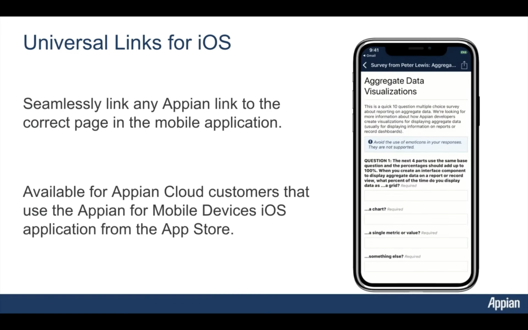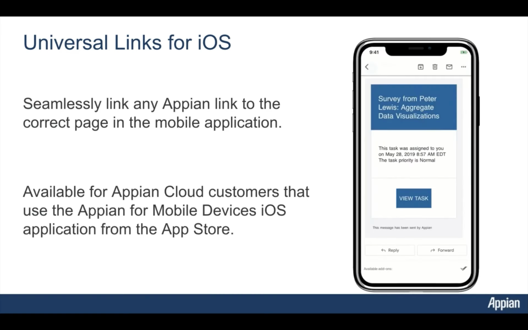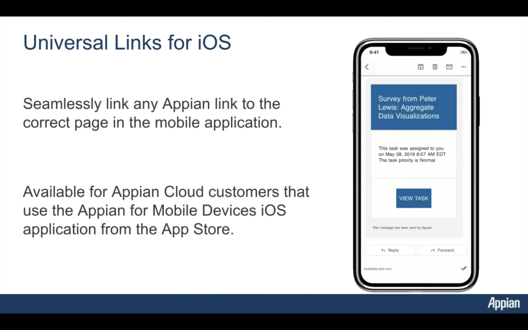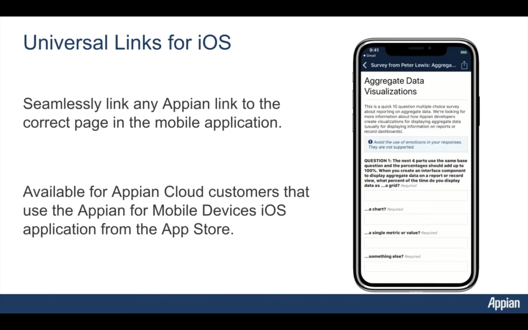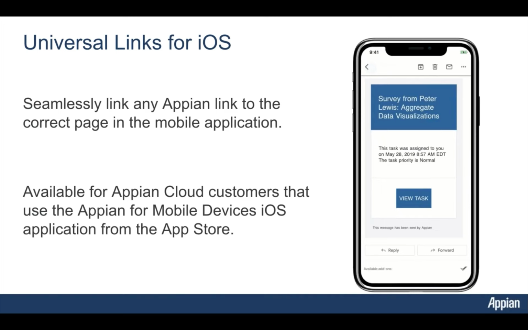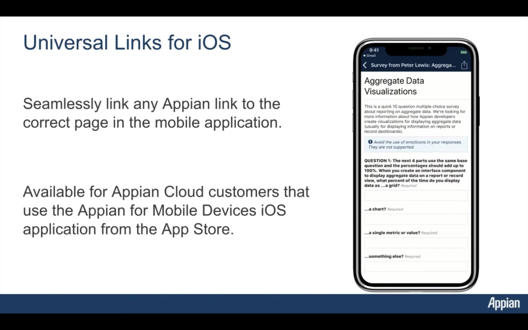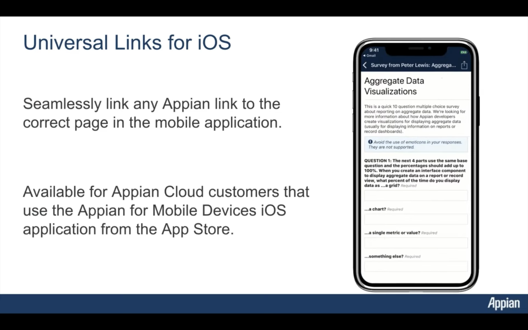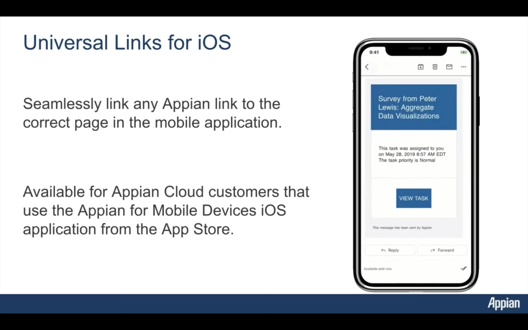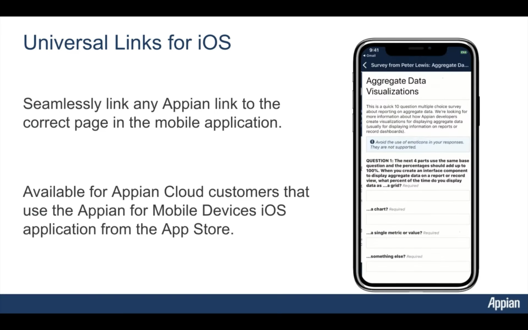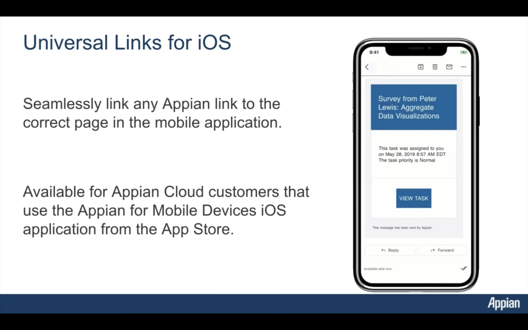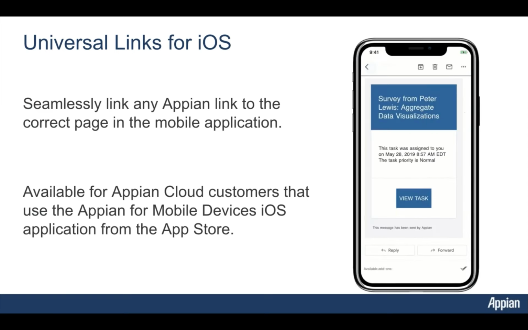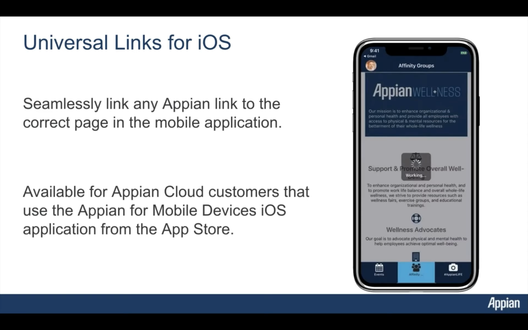Now, this does only apply to iOS. And it also is only available for Appian Cloud customers that use the Appian for Mobile Devices iOS application from the App Store. So important caveat there to make sure that if you want to take advantage of this feature, that you are on Appian Cloud. The reason for that is it requires us to register the specific domain of your environment with Apple to make sure that that trusted URL universal link behavior will work properly. So we can't do this for on-premise environments because we don't know the URL for your server, but for Appian Cloud environments, we can deliver this experience.